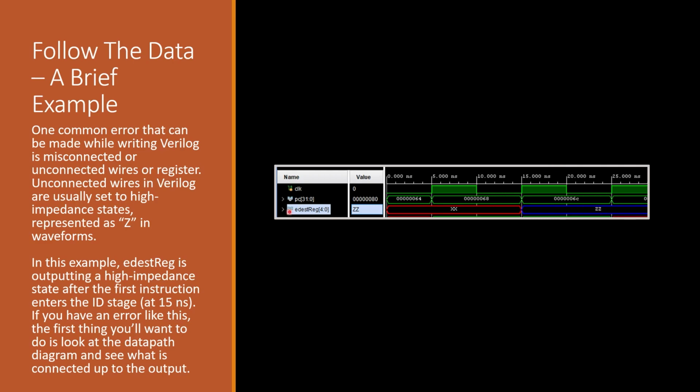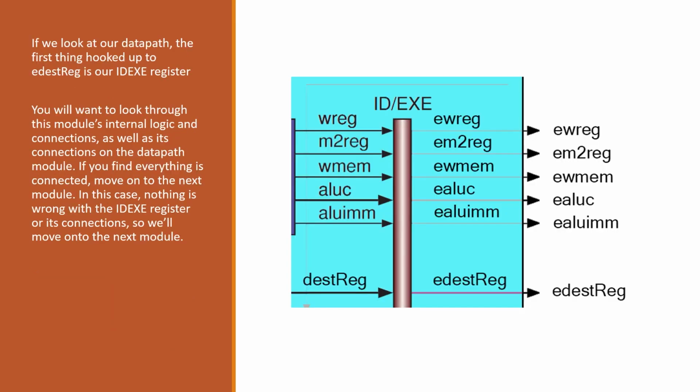In this example, E destination register is outputting a high impedance signal after the first instruction enters the ID stage here at 15 nanoseconds. If you have an error like this, the first thing you'll want to do is look at the data path diagram and see what is connected up to the output. If we look at our data path, the first thing hooked up to our E destination register is our IDEXE register. You'll want to look through this module's internal logic and connections, as well as connections on the data path module. If you find that everything is connected and all of your logic is correct, then you can move on to the next module. In this case, nothing is wrong with the IDEXE register or its connections, so we'll move on to the next module.